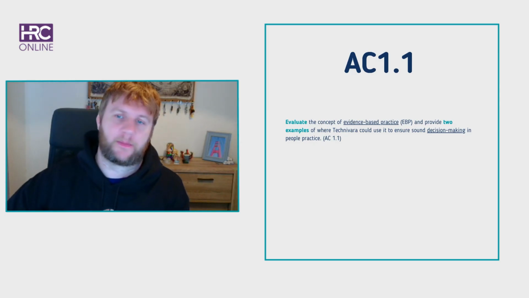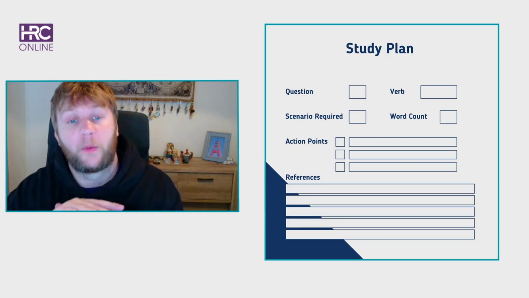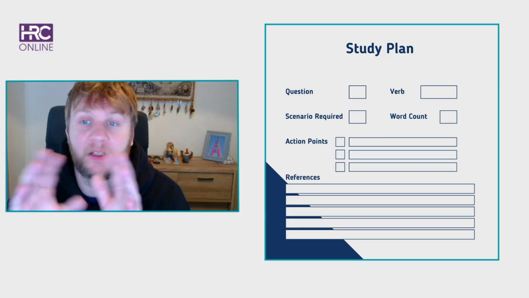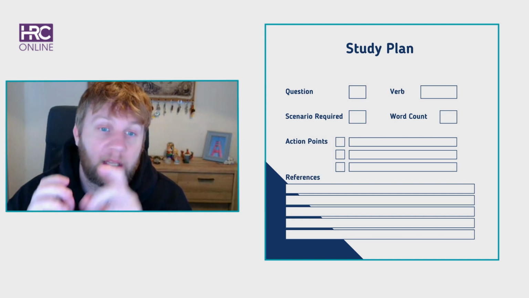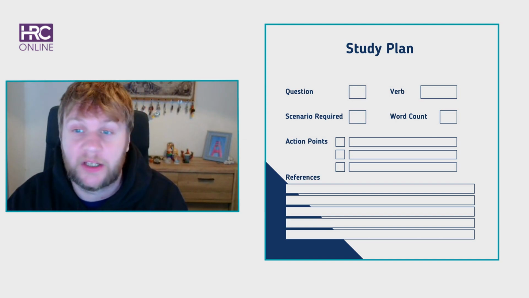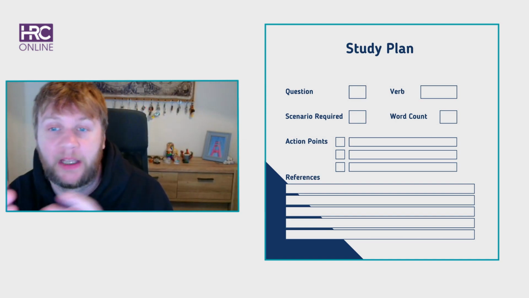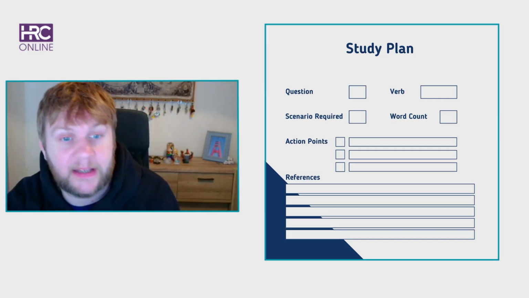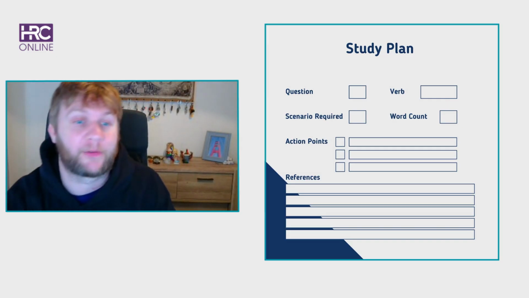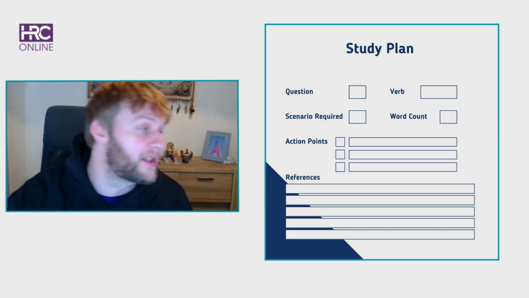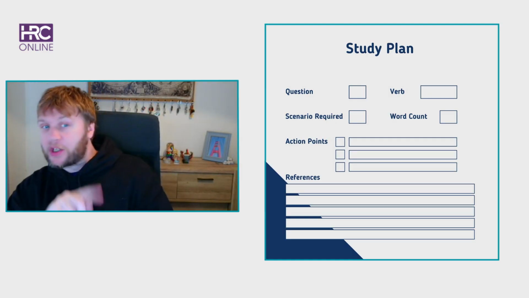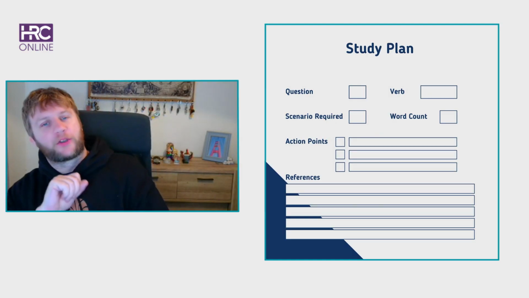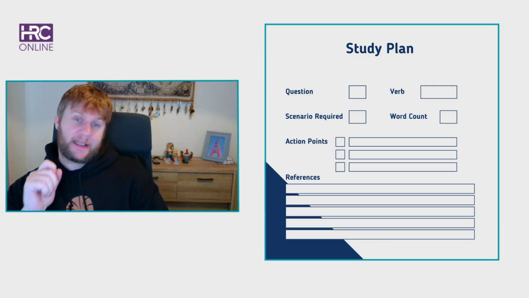So the way that we recommend that you go about this question is we've created a bit of a study plan when it comes to the CIPD Level 5 qualification. So the question is AC 1.1, your verb is evaluate. Is the scenario required? Yes. If you remember in the 3, it says that you have to refer to the scenario. What is your word count? Well, in total you have 2,900 words for questions 1 to 7. That is 414 words per AC.